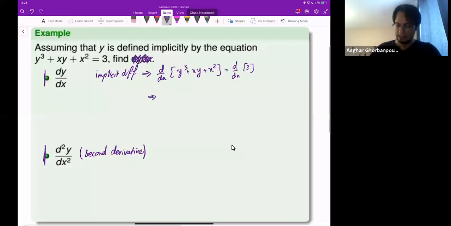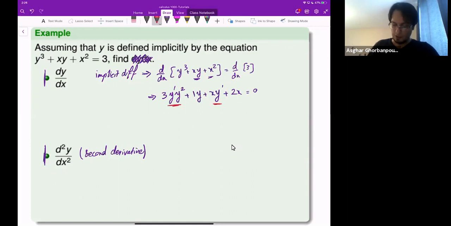For the left-hand side, I get the derivative of y cubed with respect to x. That's 3. Don't write 3y squared. Here you have to apply the chain rule: 3y prime y squared, since we are differentiating with respect to x. Plus, for the second term, we need the product rule. So it will be 1 times y plus x times y prime. The third term is just 2x. The right-hand side is 0.